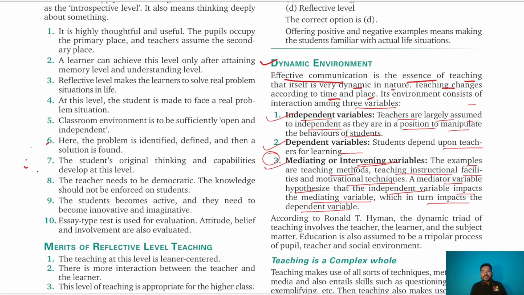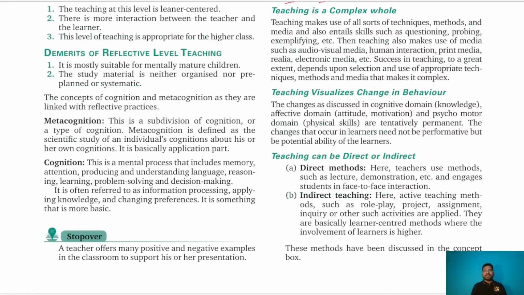According to Ronald T. Hyman, the dynamic triad of teaching involves the teacher, the learner, and the subject matter. So there are three topics: one is the teacher, another is the learner, another is the subject. Education is also assumed to be a tripolar process of pupil, teacher, and social environment. Tripolar means three-way. That means there is a pupil, a teacher, and a social environment. In this environment, we shall discuss so many things.